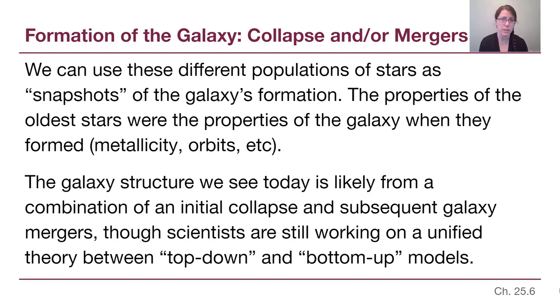Okay, so back to the formation of the galaxy itself. When the galaxy formed, it was mostly just hydrogen and helium. And these different populations of stars that led to our discussion of where elements come from, population one and population two, they are kind of like snapshots of what the properties of the galaxy looked like when those stars formed. Population 1 stars are showing us what the galaxy is like now. Population 2 stars kind of show us what the galaxy used to look like, a snapshot of the history of the galaxy.